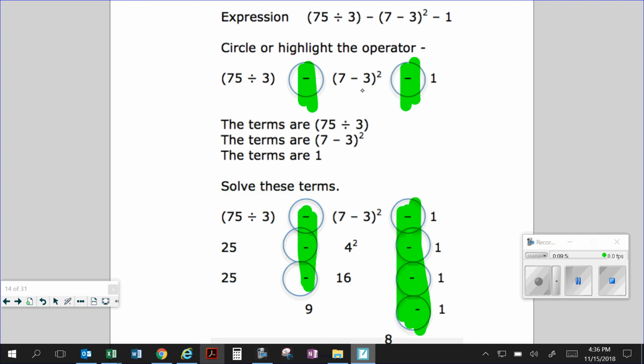How would you solve the middle term? 7 minus 3 is 4. And what is 4 squared? 4 times 4 is 16. And the last term is just 1. So 25 minus 16 is 9, minus 1 is 8. We do not do it like PEMDAS, looking for the parentheses and looking for the exponent. That is way too much thinking for us. What we do is solve it just like in algebra, separating terms and operators.